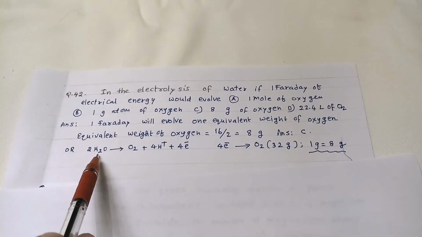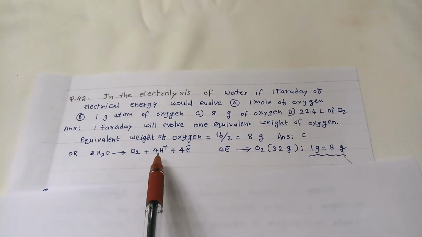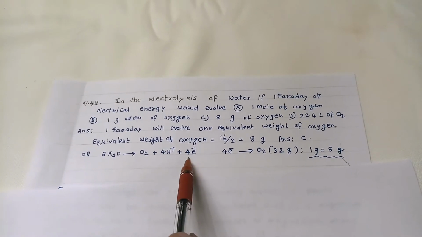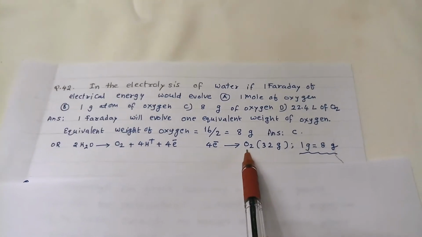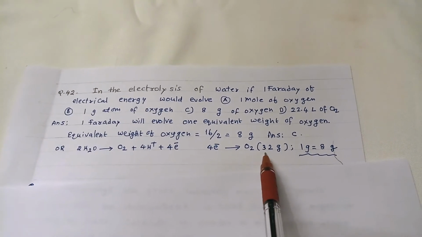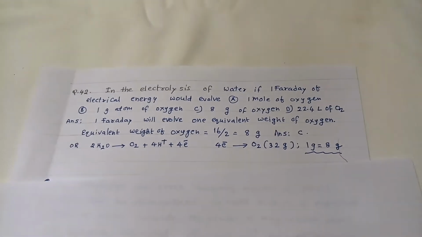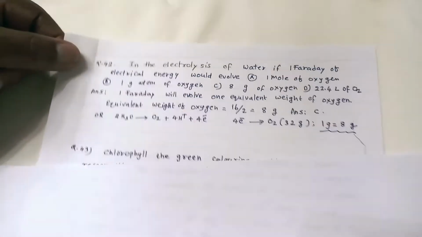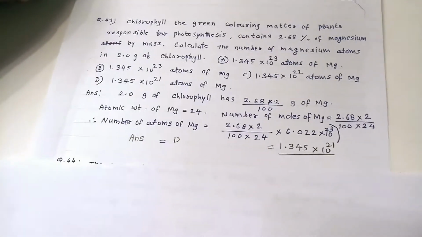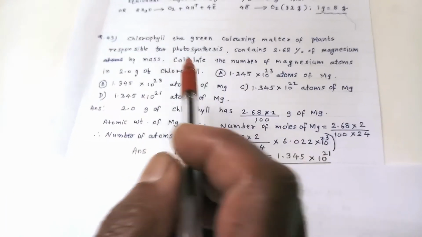2 water dissociating gives 1 mole of oxygen, 4 hydrogen ions and 4 electrons. So 4 electrons give 1 mole of oxygen, which is 32 grams. So 1 Faraday gives 32 by 4, which is 8 grams. So this way also we can calculate it. So next question we will go to. This is from stoichiometry.